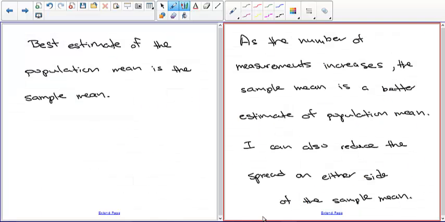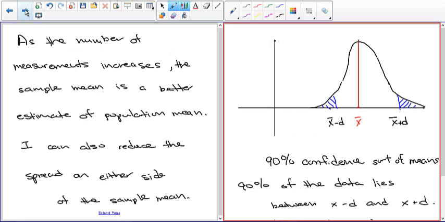Okay. So this distribution here is not the distribution in the sample.